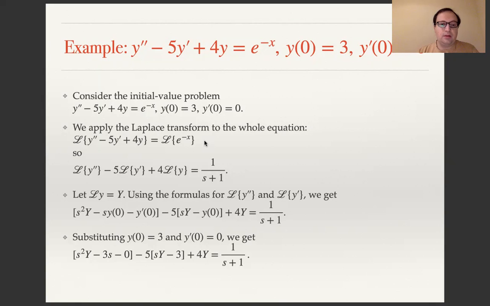So we apply the Laplace transform to both sides of the equation. We get that the Laplace transform of y double prime minus 5y prime plus 4y is equal to the Laplace transform of e to the minus x.